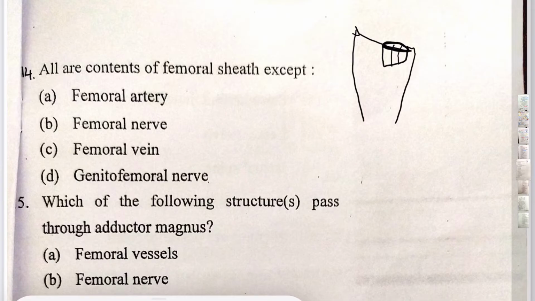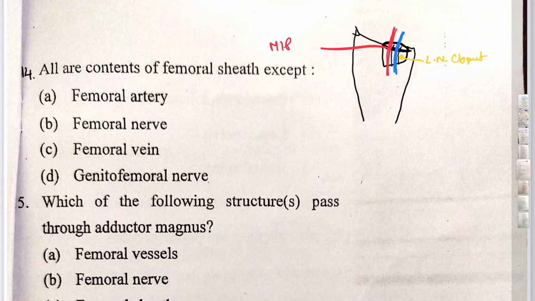So in the lateral compartment of this femoral sheath, it is the external iliac artery which continues down as the femoral artery below this point called the mid-inguinal point. Then in the middle compartment, there is the femoral vein, which ascends to continue as the external iliac vein. And you must have heard that in the middle compartment there is also a lymph node, called the lymph node of Cloquet or lymph node of Rosenmuller.